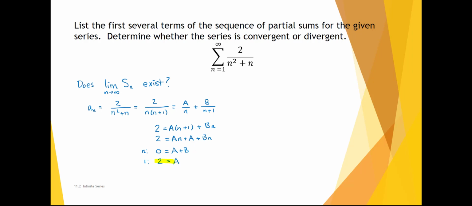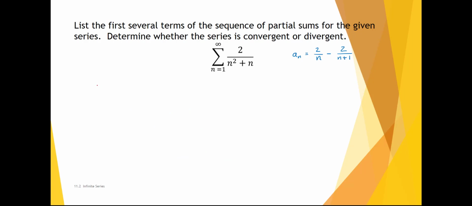If we look at the constants, we have 2 on the left side and a on the right side. So we know that a equals 2, and plugging in 2 for a tells us that 0 equals 2 plus b, so b equals negative 2. So we know that a sub n is 2 divided by n minus 2 divided by n plus 1.